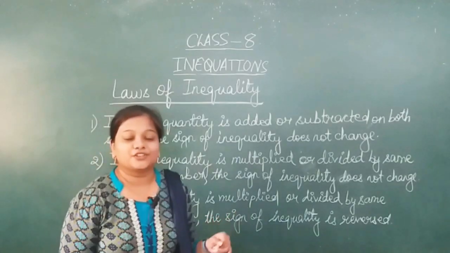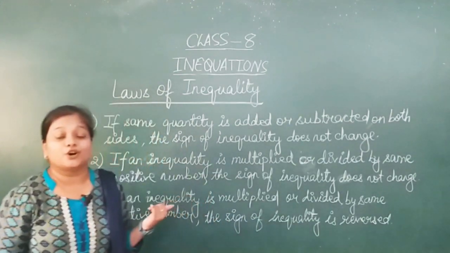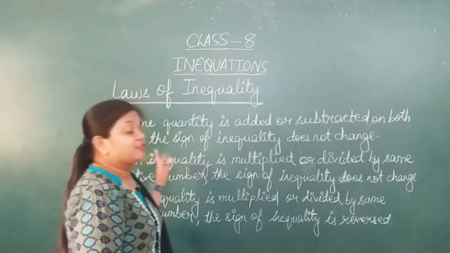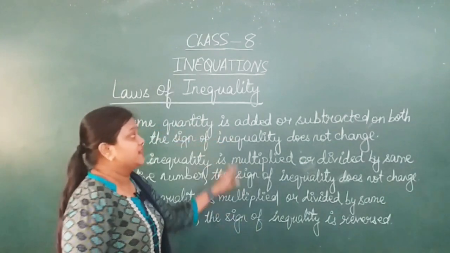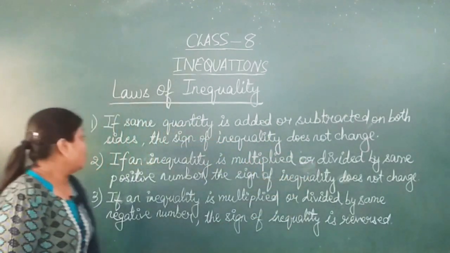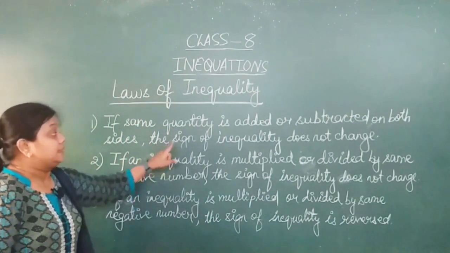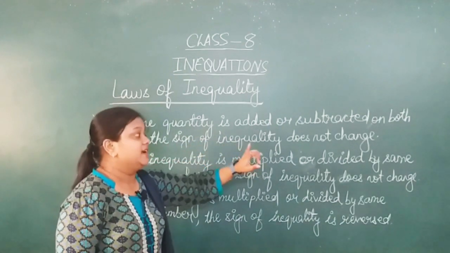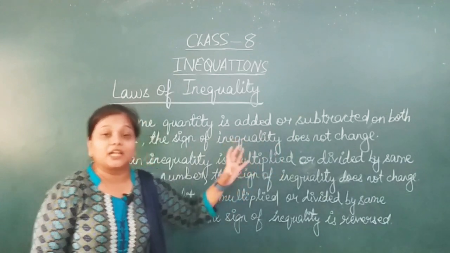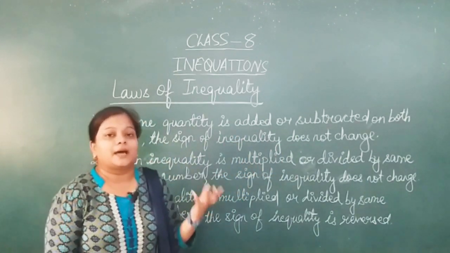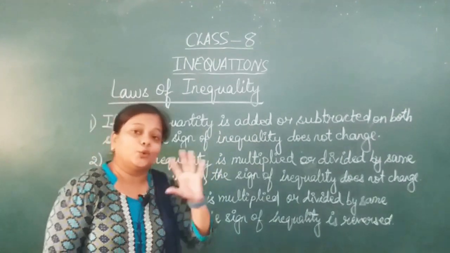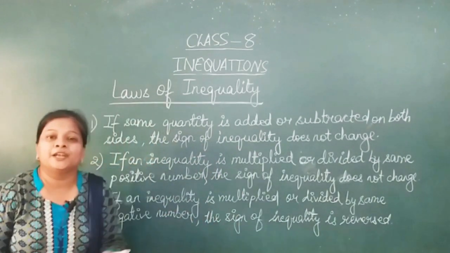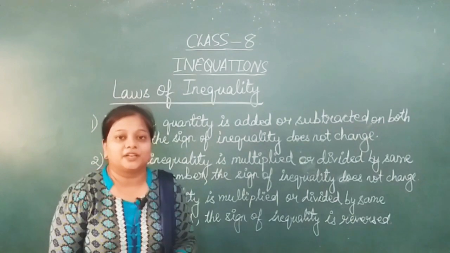Let's move on to another topic, that is laws of inequality. Our first law of inequality is if same quantity is added or subtracted on both sides, the sign of inequality does not change. मतलब अगर सेम नंबर आपने ऐड या सब्ट्रैक्ट किया है इन इक्वेशन के दोनों तरफ, तो उसके साइन पे कोई भी इफेक्ट नहीं पड़ता.